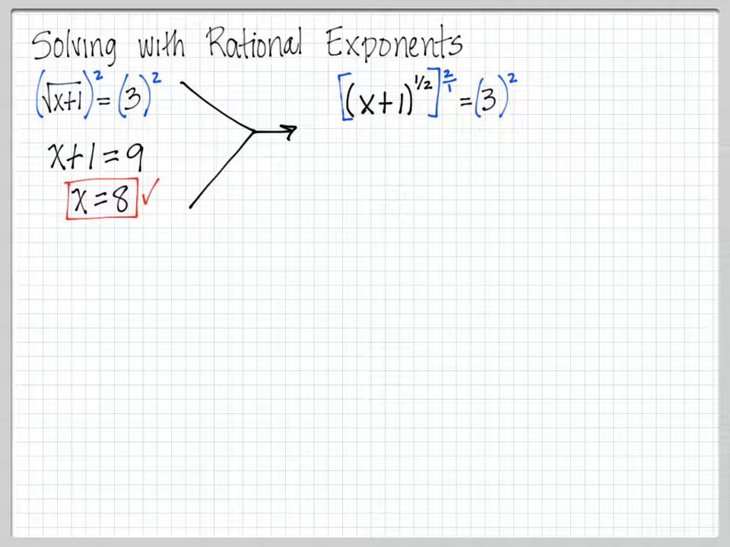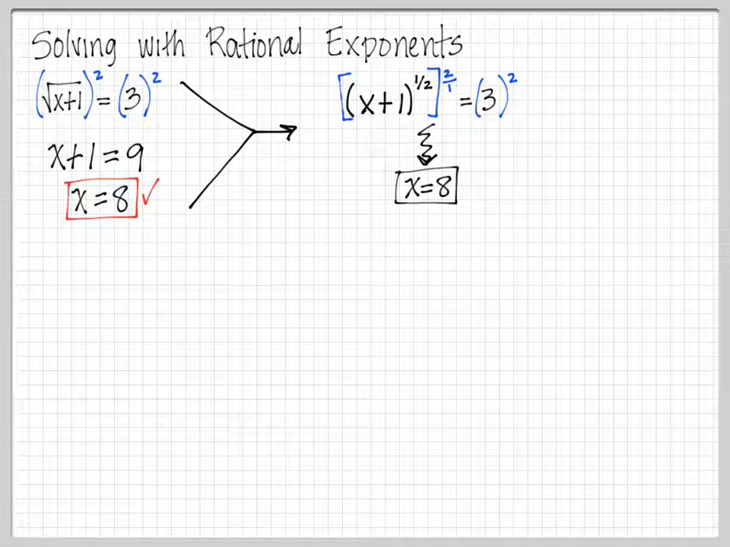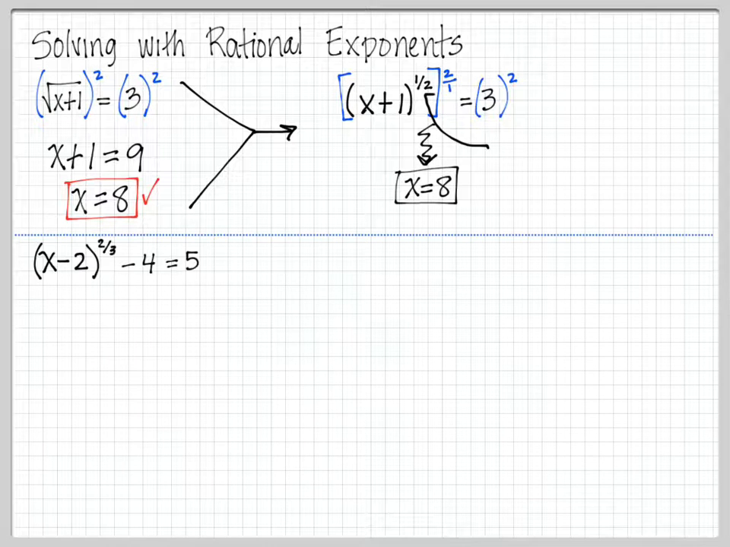But we think of it this way: to get rid of this exponent, we always just raise each side to the reciprocal of it. So if this is 1 over 2, then I raise it to 2 over 1, which is just 2. So I'm squaring both sides and I solve it the exact same way and I still get 8. So we just raise both sides to the reciprocal exponent.